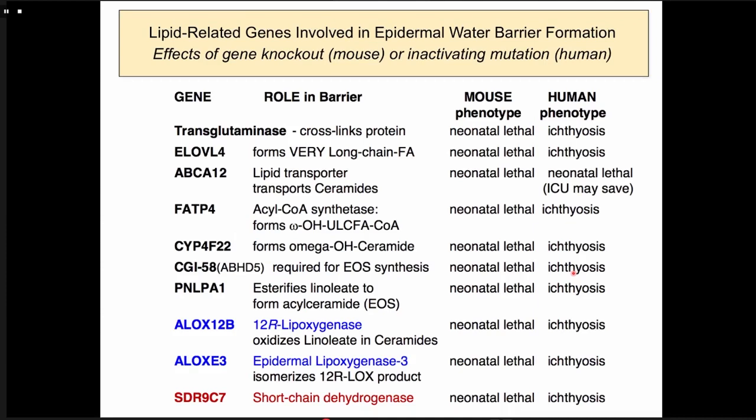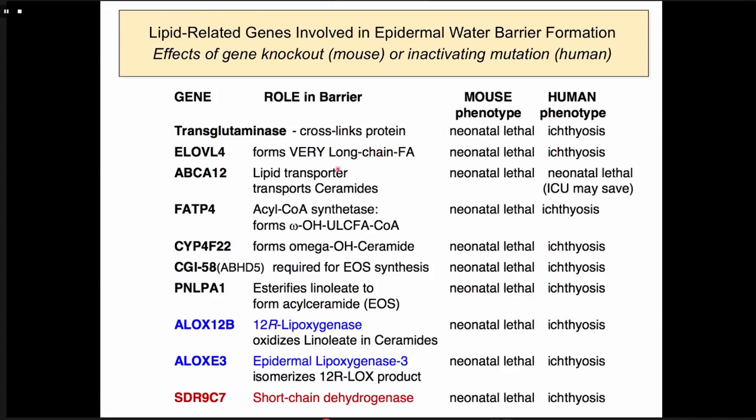And the 12R lipoxygenase is just one of the genes that have been discovered to be critical for making the skin waterproof. It's actually to stop water leaving, as well as to stop it getting in. So these are lipid-related genes involved in the epidermal water barrier formation and showing the effects of the gene knockout in the mouse. The mice all die due to water loss when born, or inactivating mutation in humans. So these are extremely rare, but have been identified by geneticists, which is the way most of these genes were found. And the human phenotype is the babies survive, but they develop a hyperproliferative skin, a scaly skin called ichthyosis. And one can think of that as kind of like trying to rescue the defect in the barrier. The skin is leaky. They still have transepidermal water loss, and the skin tries to hyperproliferate to compensate for this.